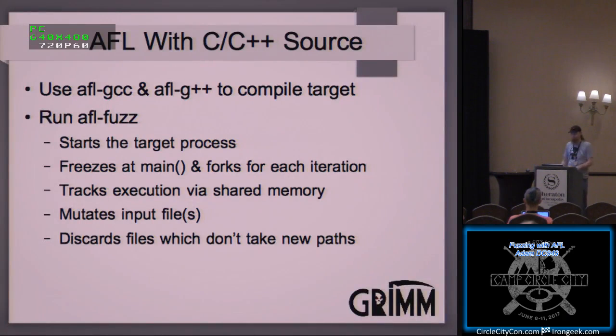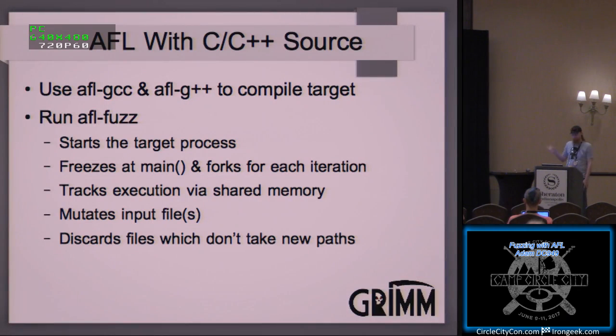That'll start the target process, freeze at main, fork off every time you're running a new input, and track everything on shared memory. You have your mutator that mutates all your input files, and if it doesn't find any new code, it didn't crash, it didn't hang, we just throw it away. Like, we don't want to have 8 billion files in our file system. I've written fuzzers that did that before, and it was a bad idea. But I didn't have any feedback at the time, so that was what I had.